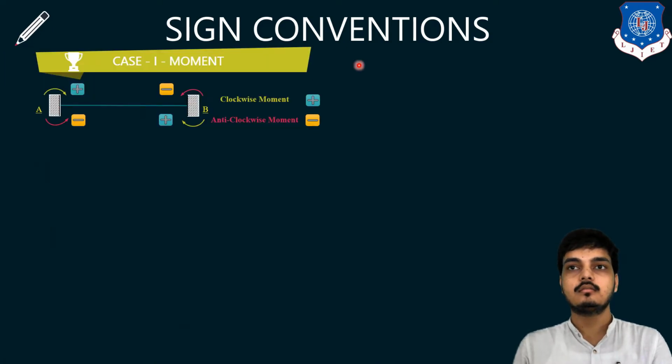Now, let's see. Our case number one is moment. Here you can see the A to B span. A support is a fixed support. B support is also a fixed support. On support A, there are two moments. You can see that the green color moment is causing clockwise, so keep as positive. The red color moment is anti-clockwise, so keep as negative. In the same way at B, the green color moment is clockwise and the red color moment is anti-clockwise. So here it is written that clockwise should be considered as positive and anti-clockwise considered as negative.